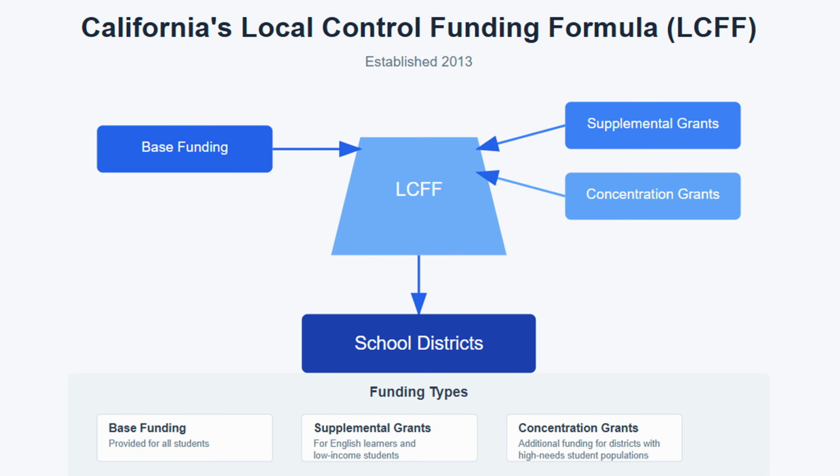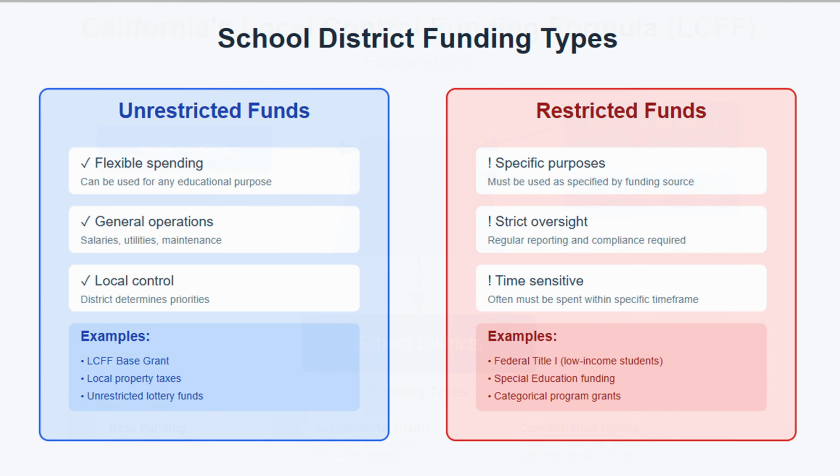Now, when we talk about school funding, we need to understand two major categories: restricted and unrestricted funds. Think of unrestricted funds as your general checking account. They can be used for core educational purposes, staff salaries, utilities, and basic operations. LCFF base grants fall into this category.